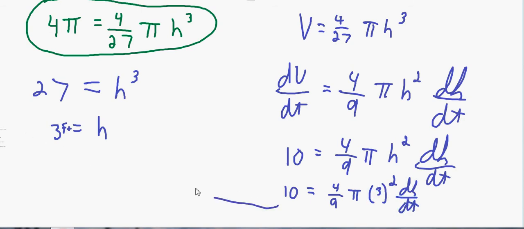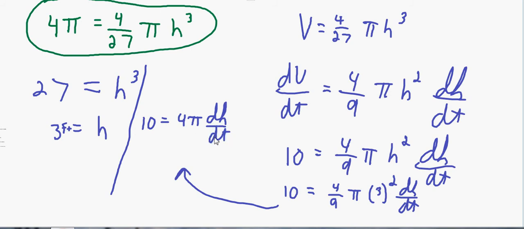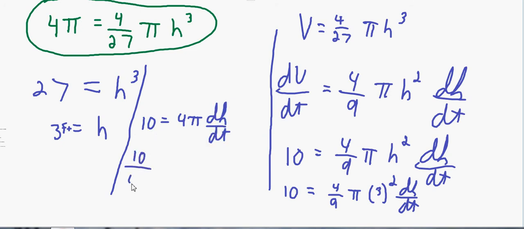So, doing a little bit of math, I'm going to slide it up into here. 3 squared is 9 times 4 ninths. Draw a line here. That's going to give us 10 is equal to 4 pi dh dt. And what that's going to do for us now, we can solve for dh dt. We're going to divide by 4 pi. 10 over 4 pi is dh dt. And we can simplify that, and we got to put units on there as well. But 10 over 4 pi will reduce to 5 over 2 pi. Okay, because the 2's cancel.